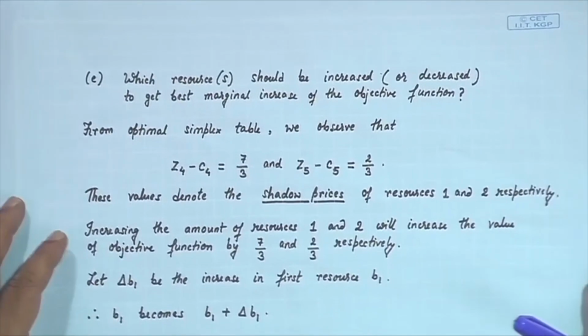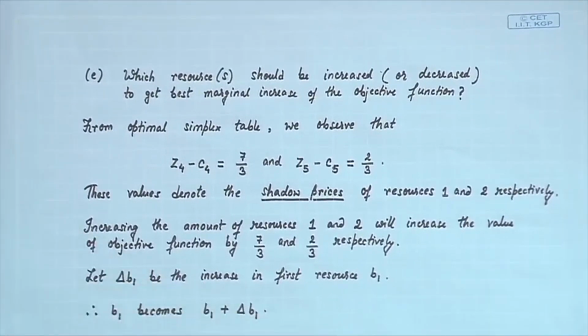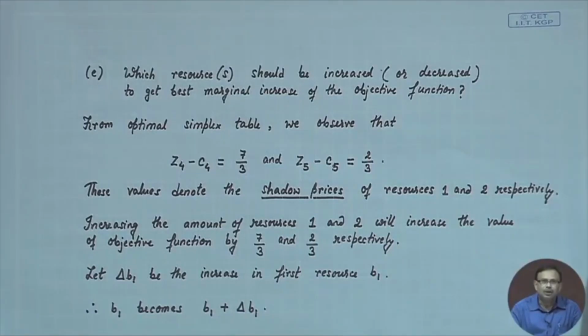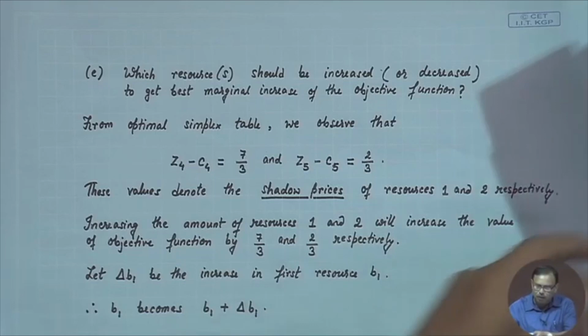The last one which we have is: which resources should be increased or decreased to get the marginal increase of the objective function. So, which resources should be increased or decreased to get the best optimal marginal increase of the objective function.